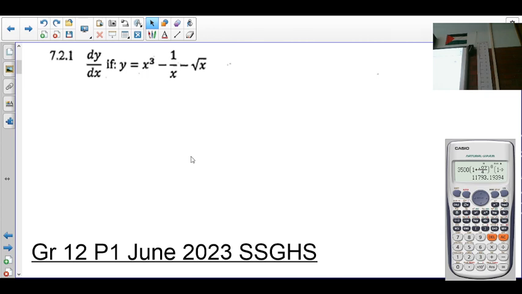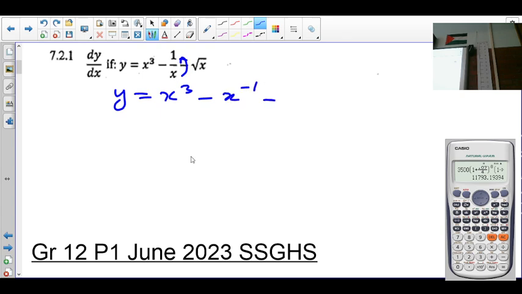Okay, so what we need to first do is convert it in such a way so that I can apply the power rule there. The first term is fine. The second term, I'm going to bring that x up, it becomes x to the minus 1, minus the root of x, which can be written as x to the half. So that is sufficient for me to apply the power rule.